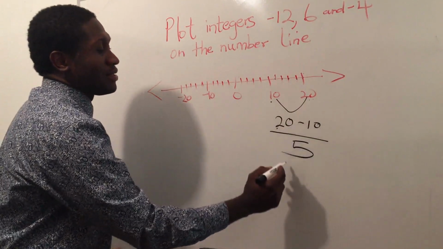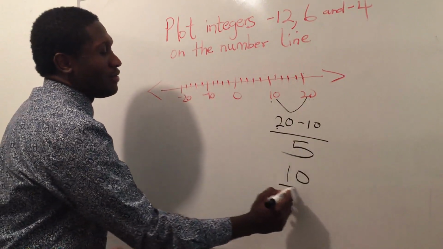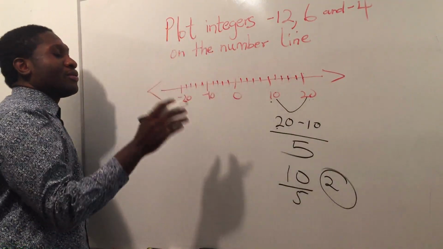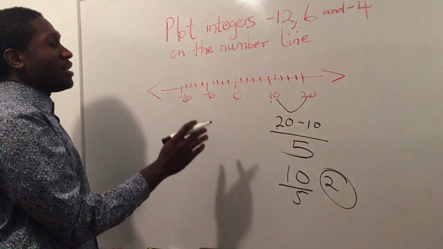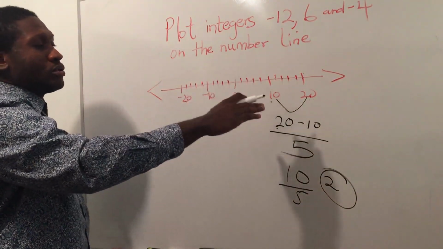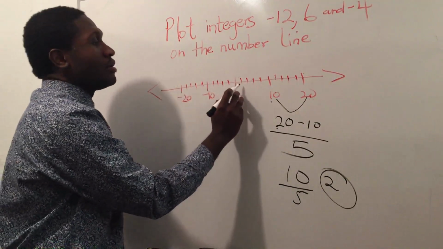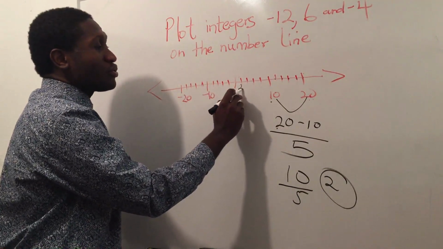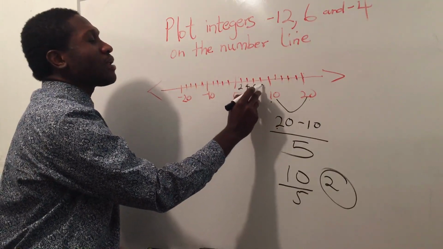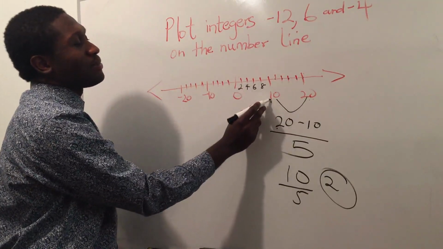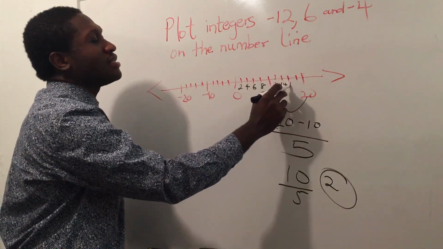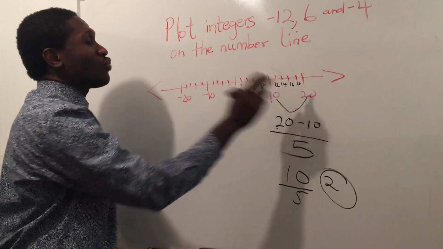20 minus 10 is 10. Divided by 5 is what? Is 2. So this is just telling me that each line is going up by 2. So starting from 0, the next number is what? Is 2. And it goes up by 2. So 2 plus 2 is 4, plus 2 is 6, plus 2 is 8. And of course that's my 10. And then plus 2 is 12, plus 2 is 14, 16, 18, and of course 20.